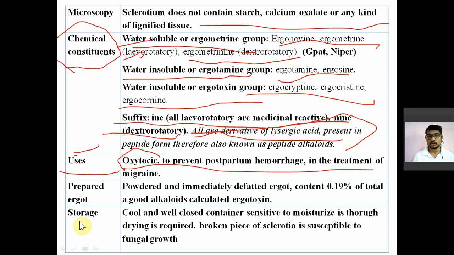Okay, and it is also used to prevent postpartum hemorrhage. So डिलीवरी होने के बाद जो ब्लीडिंग होता है उसको भी प्रिवेंट करने के लिए यूज किया जाता है. It is also used in the treatment of migraine. Okay, remember migraine, oxytocin and postpartum hemorrhage.